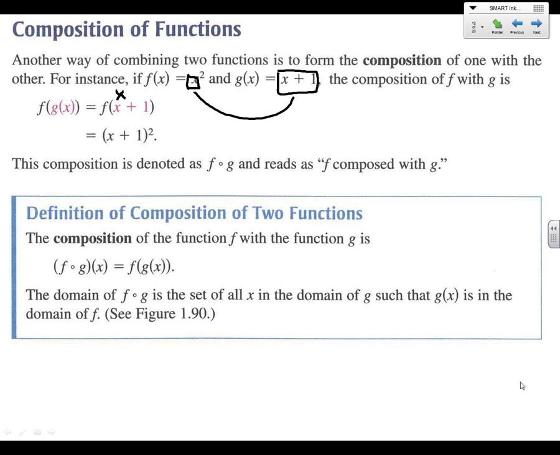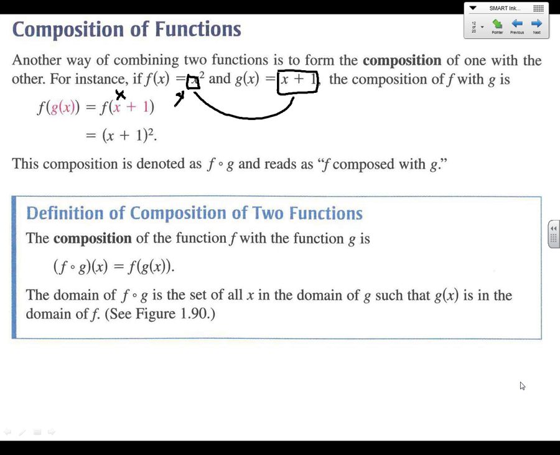What do we do whenever we see x in the f of x function? We square it, so we're going to take x plus 1 and square it. All right, so f composed with g is what we're looking at.